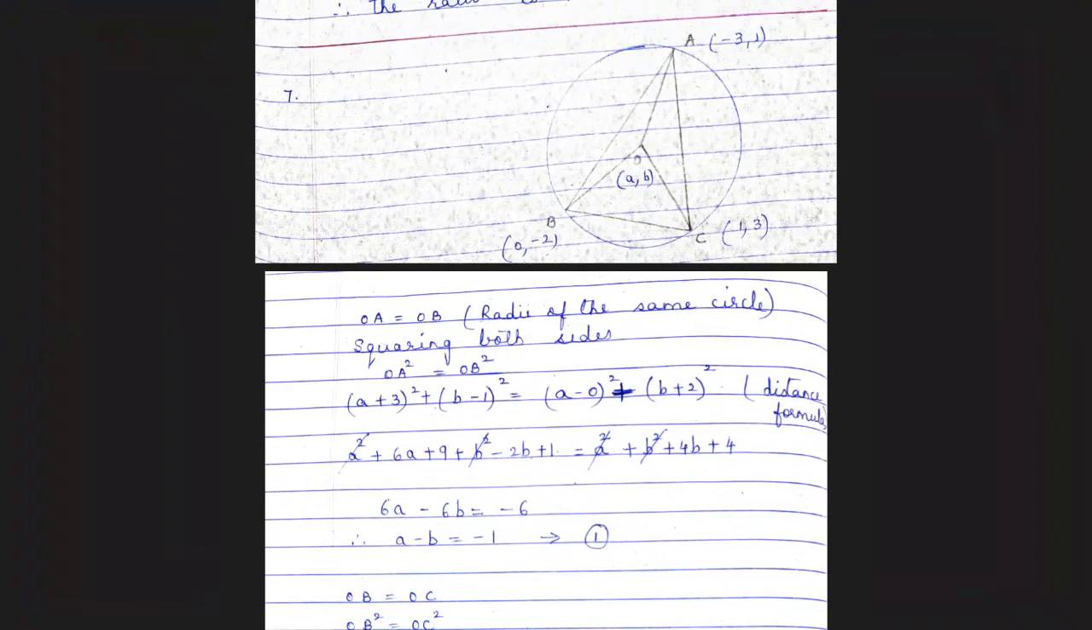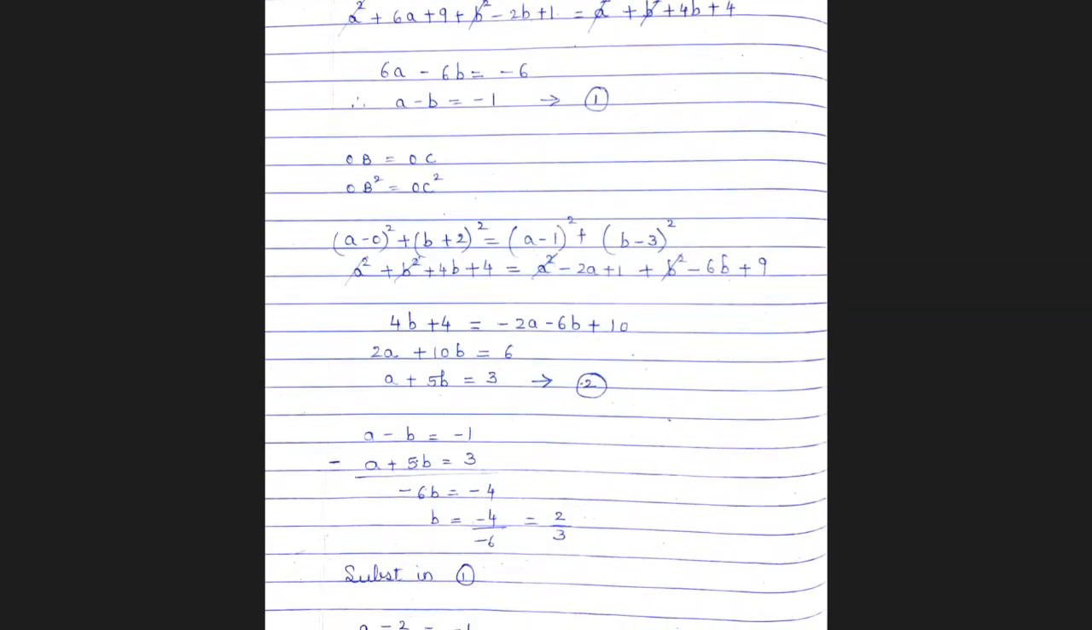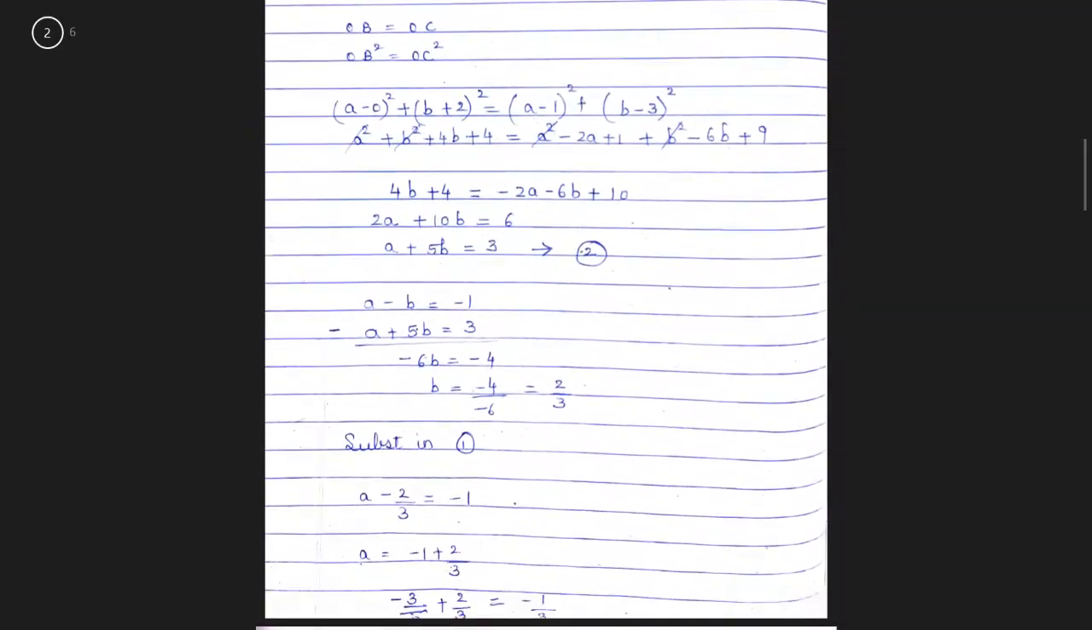So OA is equal to OB. Now squaring both the sides, you have OA square equal to OB square. Use the distance formula. Since we have squared it, there is no need of the root sign. x2 minus x1 the whole square plus y2 minus y1 the whole square. Same way for OB also. When you do it, you get an equation A minus B equal to minus 1. Now same method, you have to consider the next set of radii OB and OC. Using the same method, OB square equal to OC square, you get another equation, A plus 5B equal to 3.